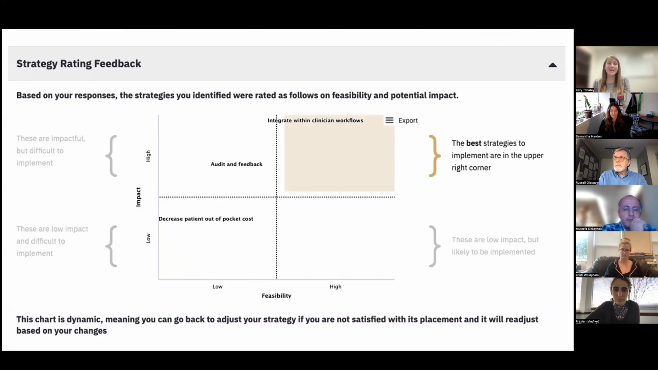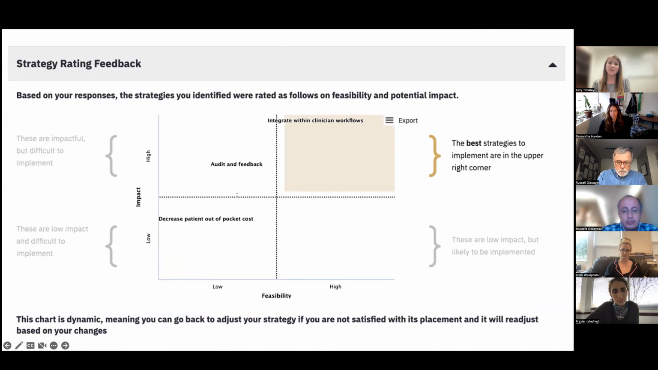Ultimately, to help guide and nudge users to identify these implementation strategies and decide which ones to actually implement, the web tool will create this nice scatter plot where on the x-axis is feasibility that a user indicates, and the y-axis is the impact. And within there, you can see there's three different implementation strategies: integrate within clinician workflows on the top right, audit and feedback towards the middle, and the bottom left, decrease patient out-of-pocket cost.